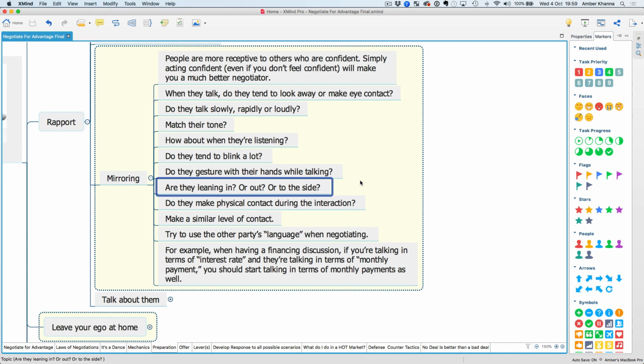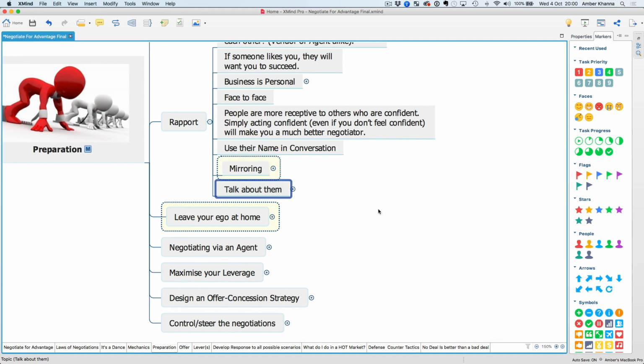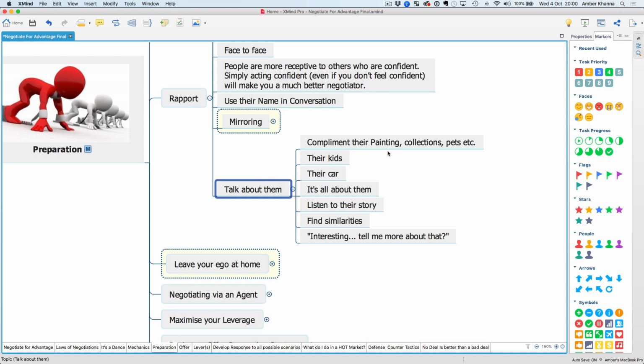So what you need to do is mirror what they are doing. You've got to match their tone. Do they talk slowly? Do they talk rapidly? Do they talk loudly? Don't start shouting if they are loud, but keep your voice at a higher pitch or a little bit louder than normal tone, because otherwise they'll walk all over you. So people like people that are like themselves. So that's what we are trying to do here.